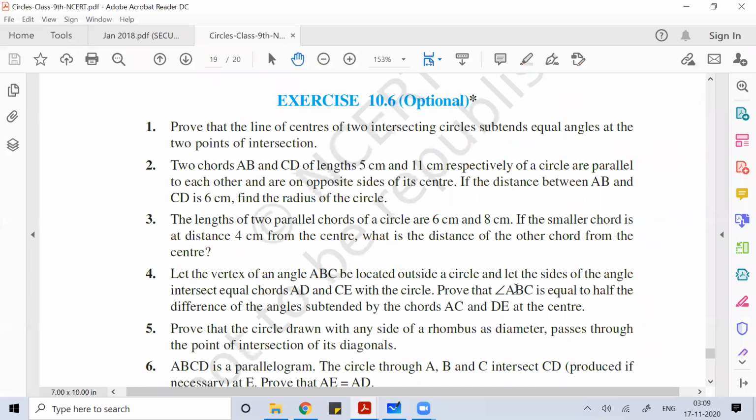Now see the question number third. The length of two parallel chords of a circle are 6 and 8. If the smaller chord is a distance of 4 centimeter from the center, what is the distance of the other chord from the center? Question number third.